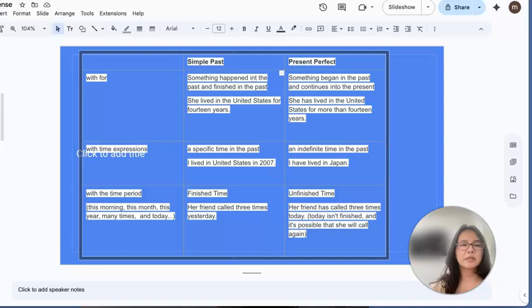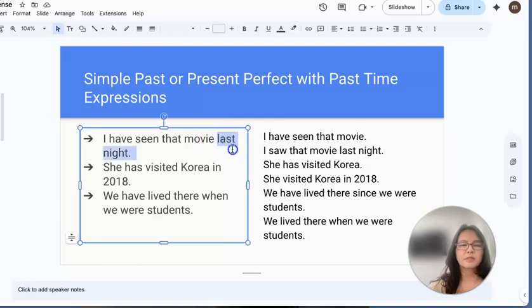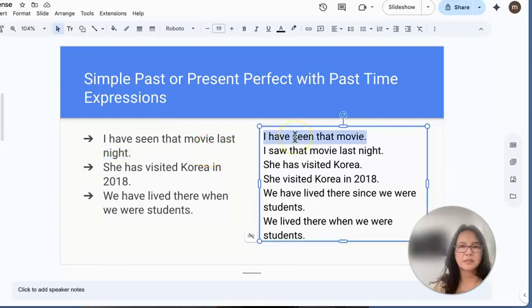Let's check our understanding with the next slide, with sentences with a past time expression. First, a specific past time expression: last night. This sentence is wrong because we cannot use present perfect tense with a specific past time expression. "I have seen that movie last night." That's a wrong sentence. Hence, "I have seen that movie," where we want to express our experience. Or we can use simple past: "I saw that movie last night," with the specific time expression last night, right?